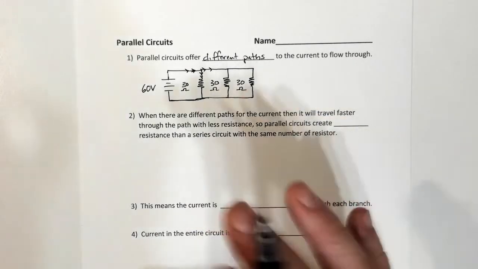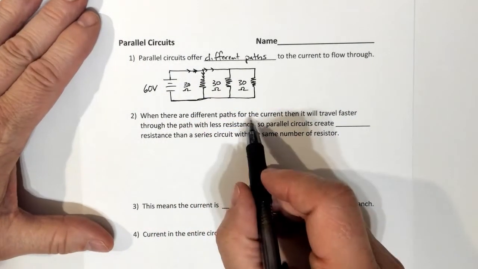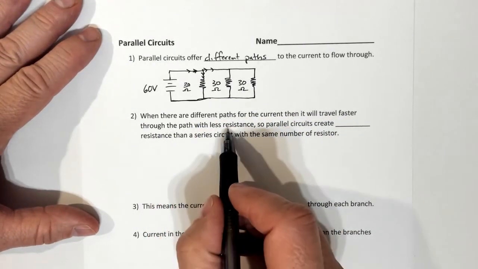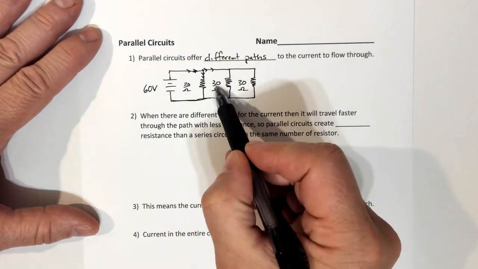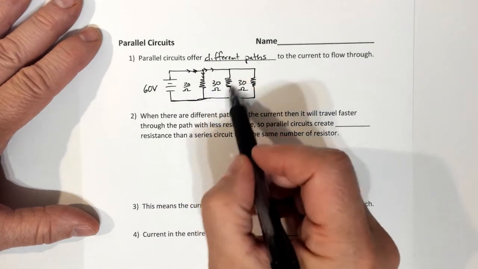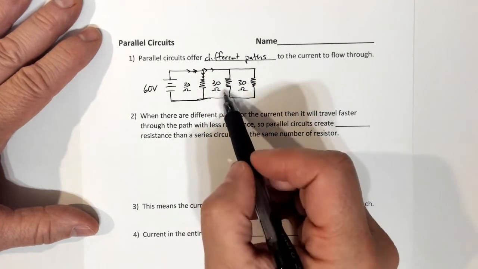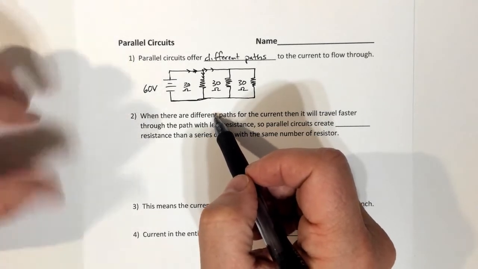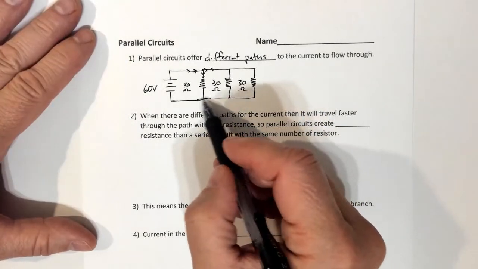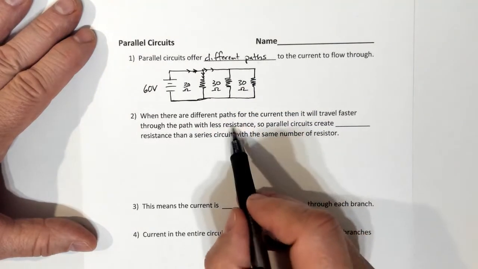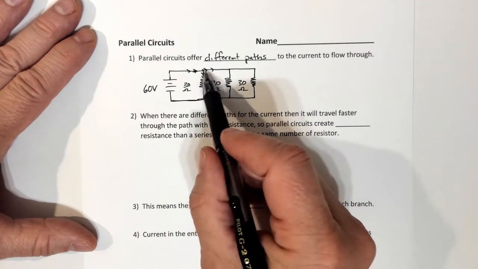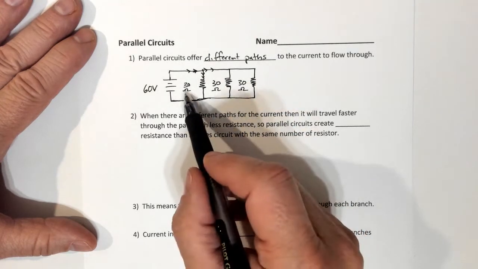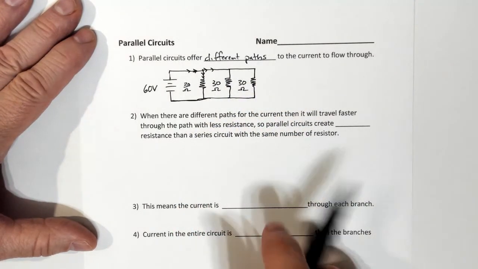But let's talk about the math. When there are different paths for the current, then it can travel faster through a different path with less resistance. So if one of these was 10 ohms, then electricity would probably push through that path a lot faster, just like water finds the least resistance. So rivers always flow through areas that are easier to push through. So if there is one with less resistance, you'll find more of the current will flow through that less resistor. Okay? But I made all three of them equal in this case.